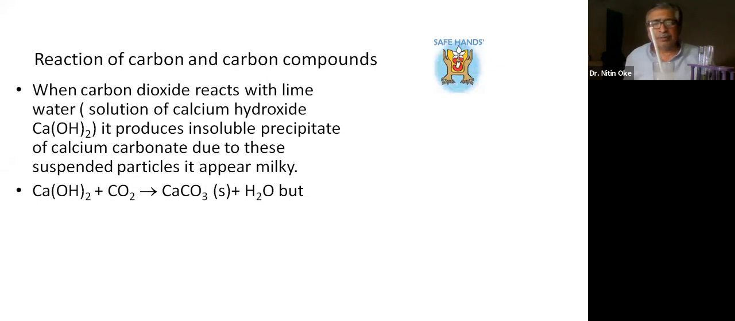Whenever it reacts with carbon dioxide, it generates CaCO3. It's a solid and water.